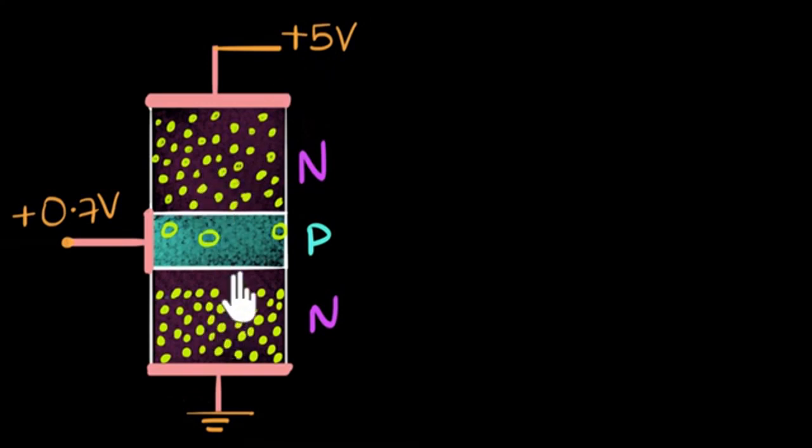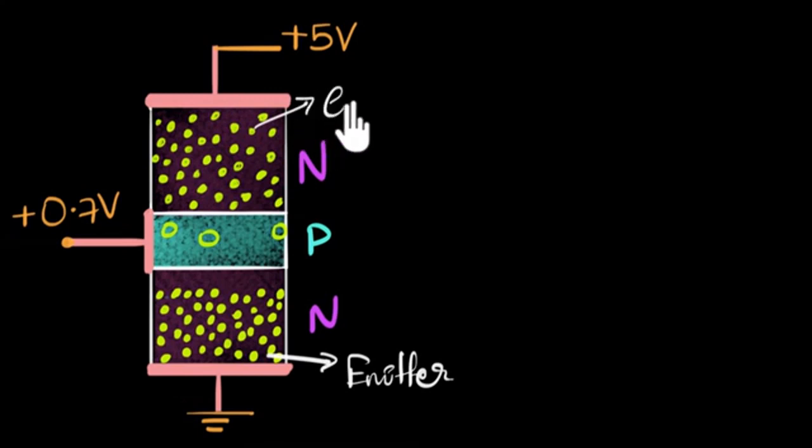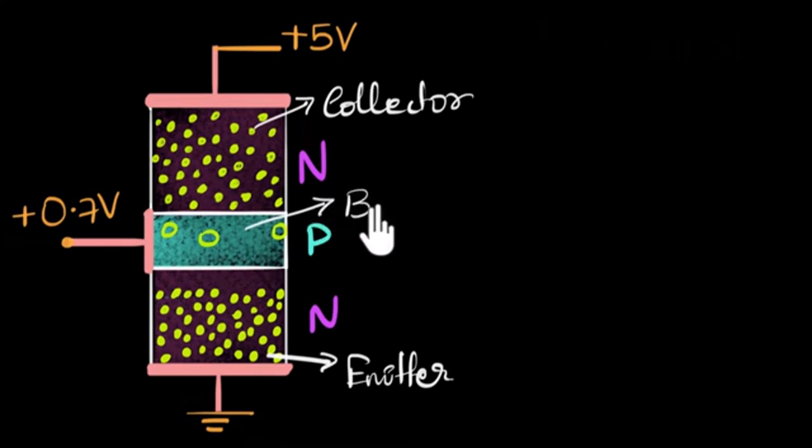So based on that, we can actually see the names behind this. Since this is emitting electrons, we call this region the emitter. So this is called emitter. And since this is the region that collects the electrons, we call this the collector. And this thin region in between is called the base. So the three parts of the transistors are emitter, base, and collector.